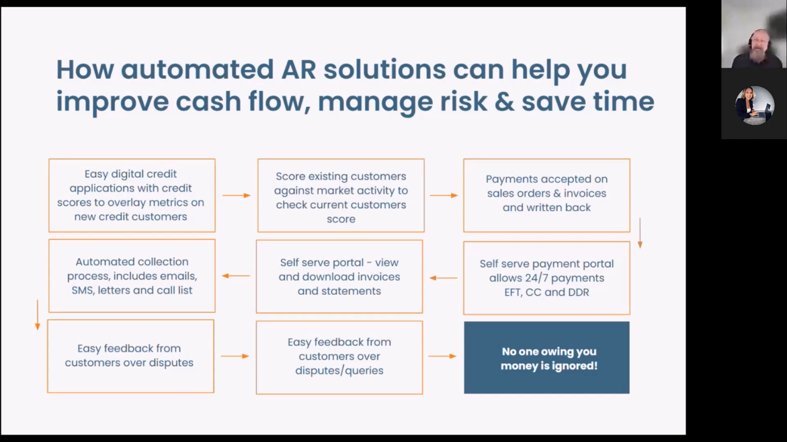And then, no one owing you money is ignored. That's the other big key. You're chasing everybody because the system is automated. You don't have to sit down manually and ring someone for a $35 invoice or an $85 or a $200 invoice or a $10,000 invoice. It doesn't matter. Everybody is being chased automatically, and the squeaky wheel process applies. They know that you're going to call. They know you're not going to forget that you owe them $500, and they will pay.